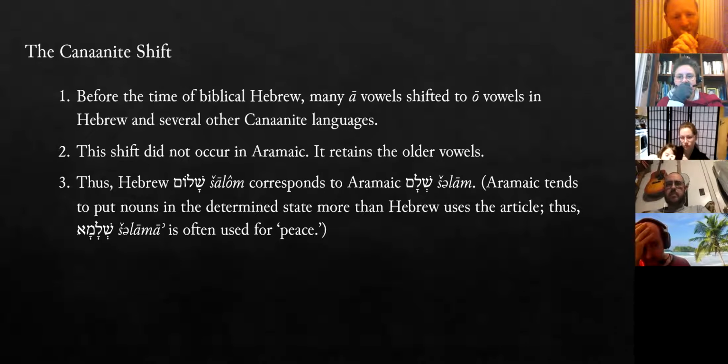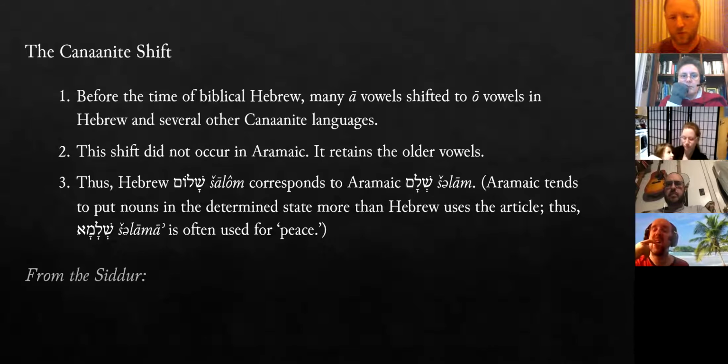Aramaic tends to put nouns in the determined state, that is with the article, more than Hebrew does, because you might think of the determined or emphatic state as the normal state for a noun in Aramaic. So you're going to see where you want to translate it as "the house," but there's no reason to say "the" in English. It's just determined in Aramaic more commonly than it is in English or Hebrew.